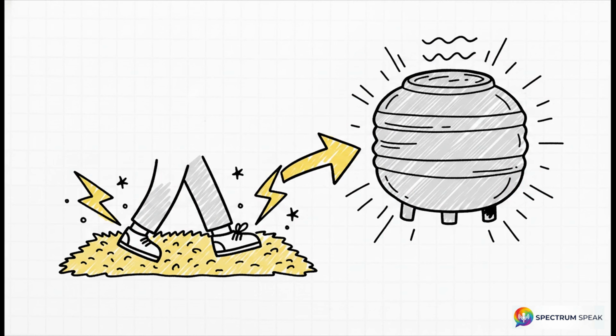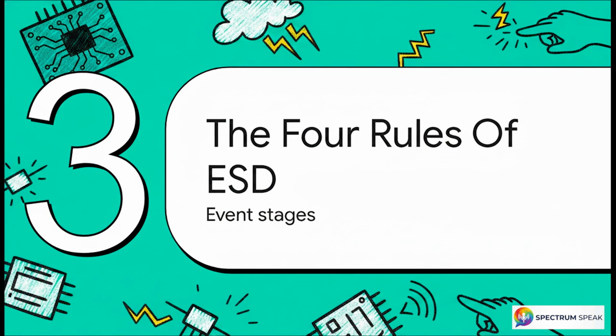Just to put that pressure into perspective, simply walking across a synthetic carpet on a dry day can generate up to 20 kilovolts of potential on your body. Imagine a water tank pressurized to 20,000 psi. That is the incredible, invisible force your delicate little components are up against. All right, let's get into Section 3, the 4 rules of ESD.